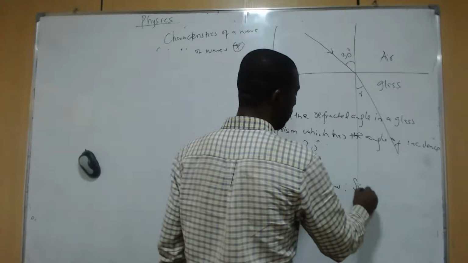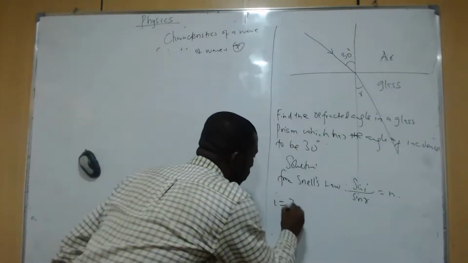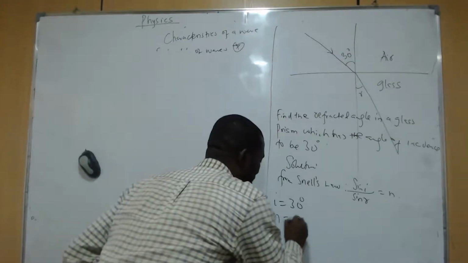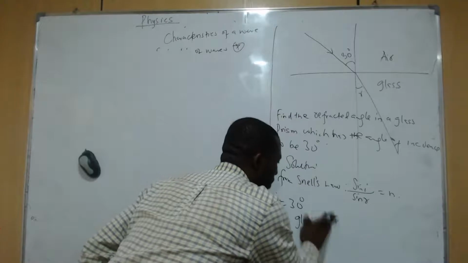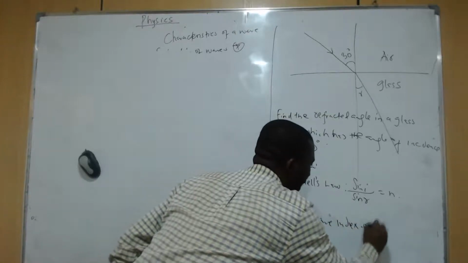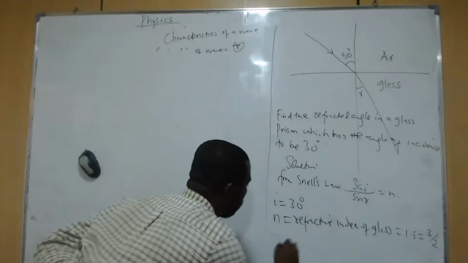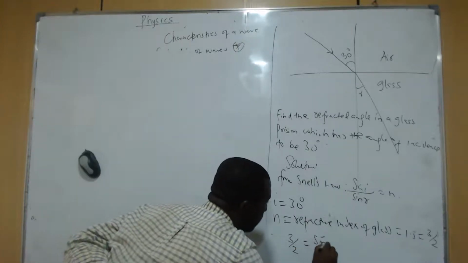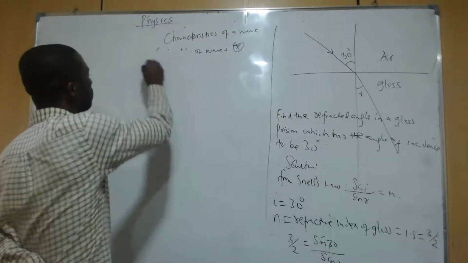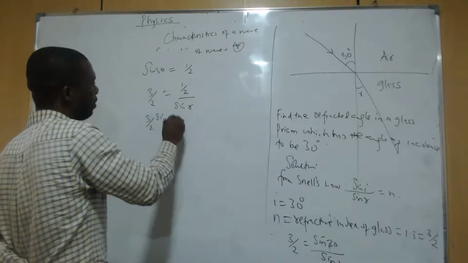We have that sine I over sine R is equal to n. From our question, we have been given that I is equal to 30 degrees. And we all know that the refractive index n of glass is equal to 1.5, and 1.5 is the same thing as 3 over 2. So we can now say that 3 over 2 is equal to sine 30 all over sine R. Now we can cross multiply. We will now say 3 over 2 is equal to half over sine R. So we have that 3 over 2 sine R is equal to half.